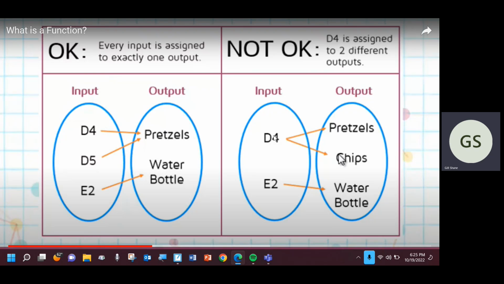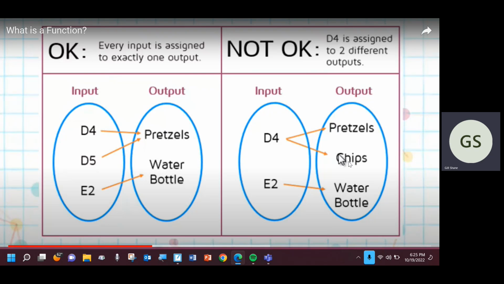So for example, if I push D4, these arrows are telling me what I get. So I push D4 and one time I get pretzels. Well, that's fine, no problem yet. But then when I hit D4 again, I should get pretzels. That's what I got before, but I didn't. I somehow got chips when I pushed D4 again.